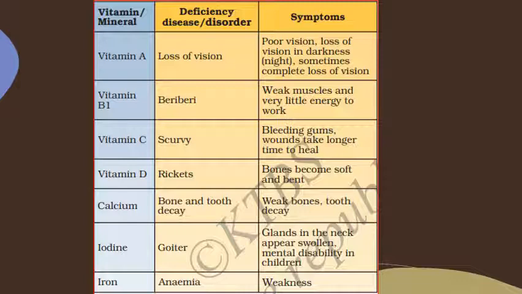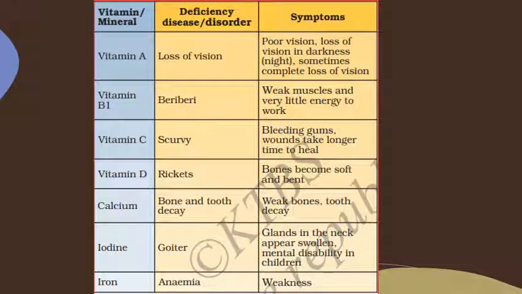Next, deficiency of calcium leads to bone and tooth decay. Calcium is highly present in our bones and teeth. So the symptoms are weak bones and tooth decay. So you should keep your teeth very safe. Next, if you have a deficiency of iodine, it causes a disease called goiter. In goiter, glands in the neck appear swollen, and there is mental disability in children.